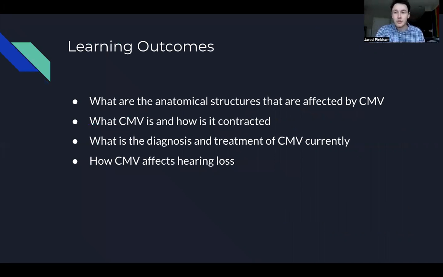So before we get into it, we want to discuss and address some of our learning outcomes. What are the anatomical structures that are affected by CMV? What are those key players? What is CMV and how is it contracted? What is the diagnosis and treatment of CMV currently, and how does CMV affect hearing loss in the inner ear?